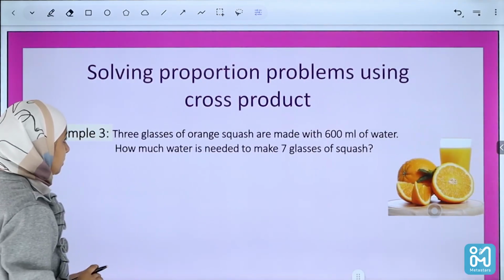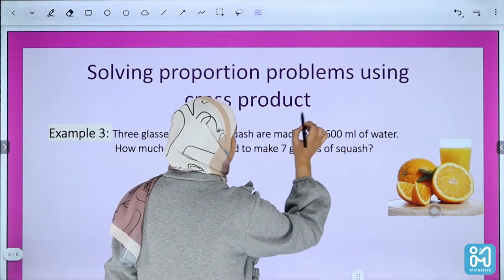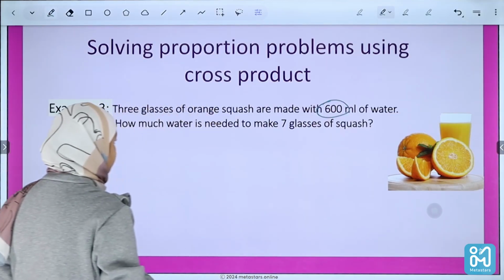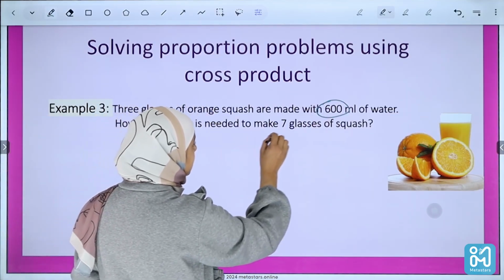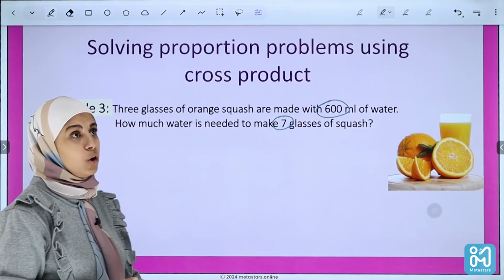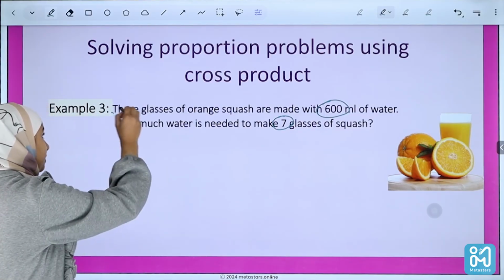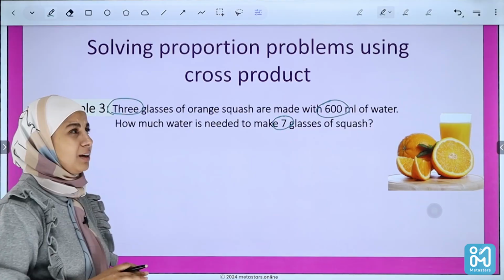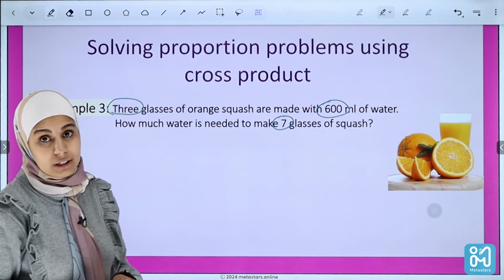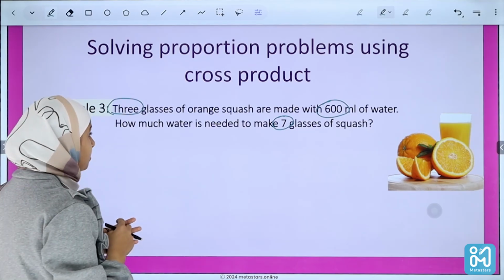Let's see example 3. 3 glasses of orange squash are made with 600 milliliters of water. Okay, how much water is needed to make 7 glasses? You will tell me, teacher, we have only 2 given things. What do we do? You have a number written in words, and it's a common mistake that some students can't see numbers written in words. So try to be precise and focus when you're reading any problem in the exam.